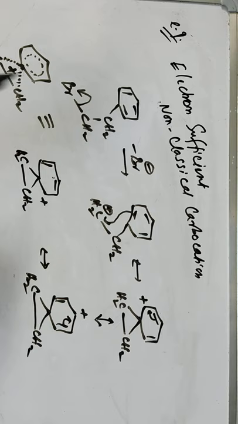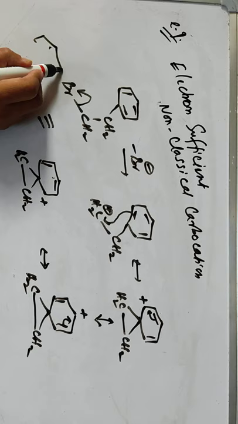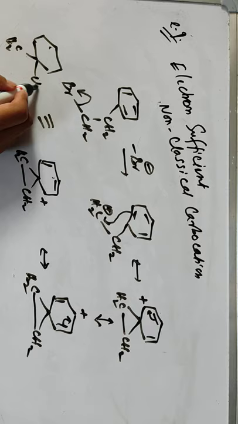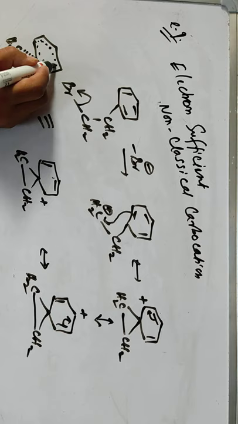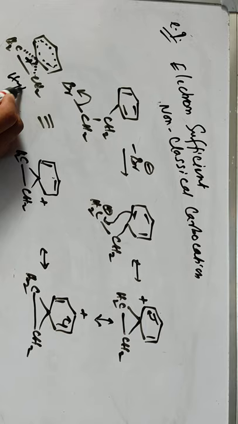Sorry, I think you cannot see this one. Hold on here. This one here, and CH2, and CH2. I think you can write this way, so you have a positive charge here. So this is the hybrid, and the hybrid is a non-classical carbocation. This is one example of an electron sufficient non-classical carbocation.